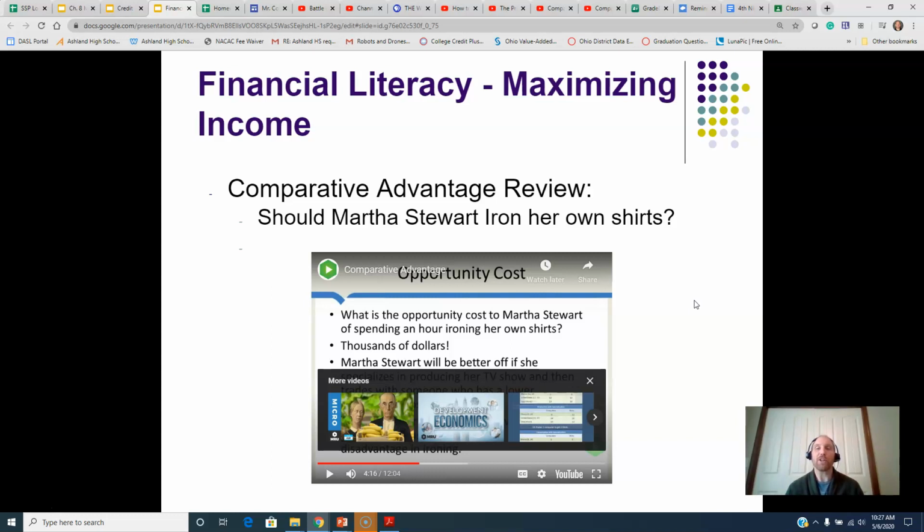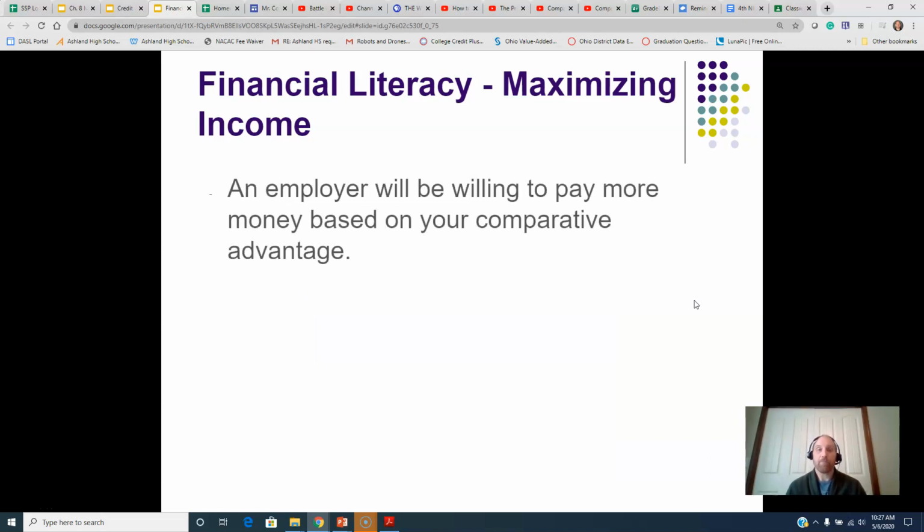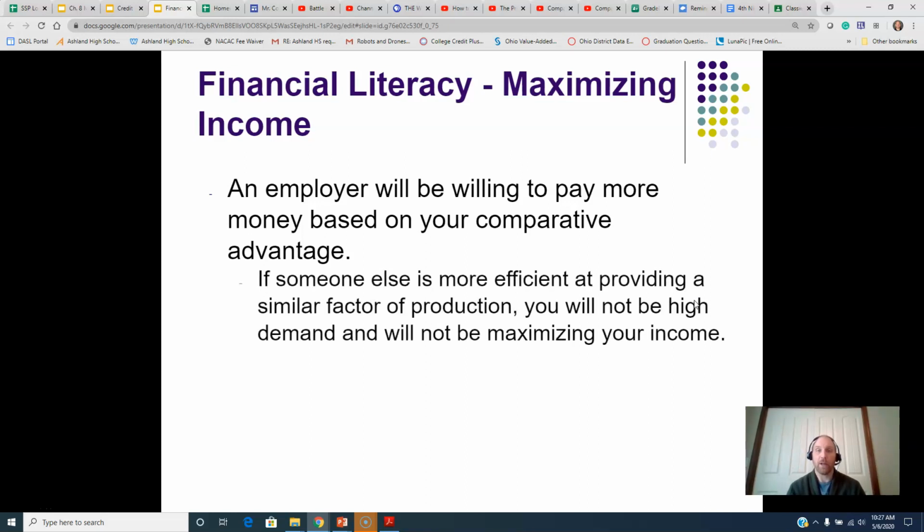So again, you want to find that thing that you have a comparative advantage in, that you can do better than other people, and focus in on that. An employer is going to be willing to pay more money based on your comparative advantage, on the thing that you are better at doing than others. If someone else is more efficient at providing a similar factor of production, you are not going to be in high demand. The employer is not going to be willing to pay you top dollar if somebody else is every bit as efficient as you at performing a particular piece of labor or providing a particular type of entrepreneurship.